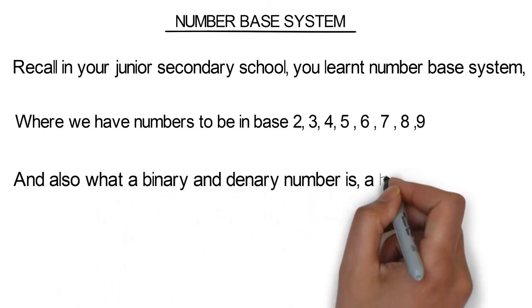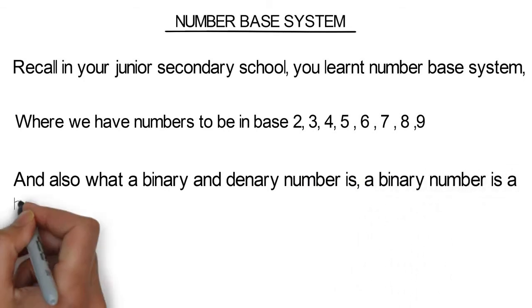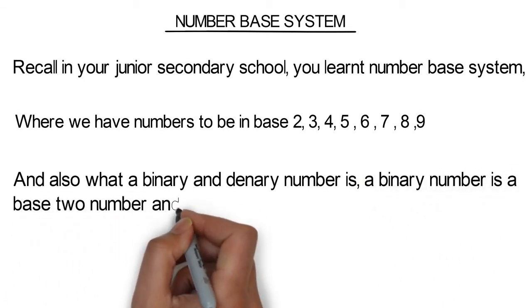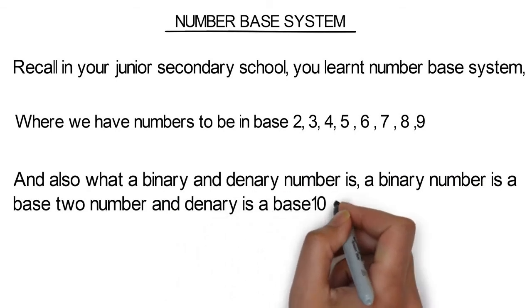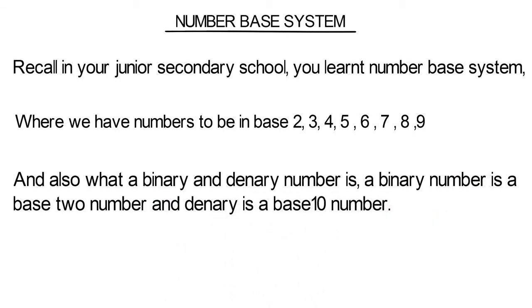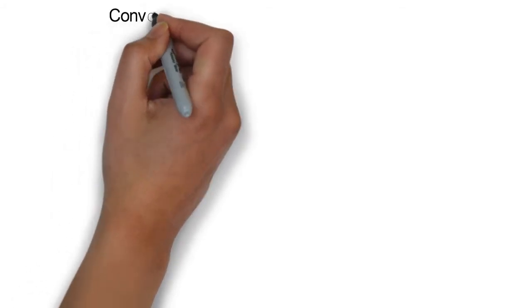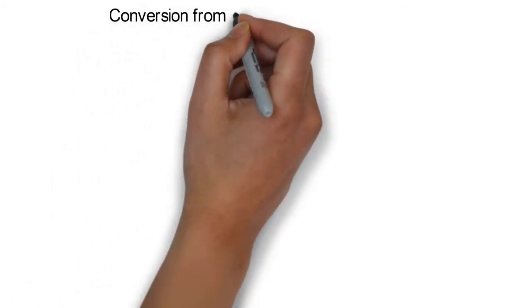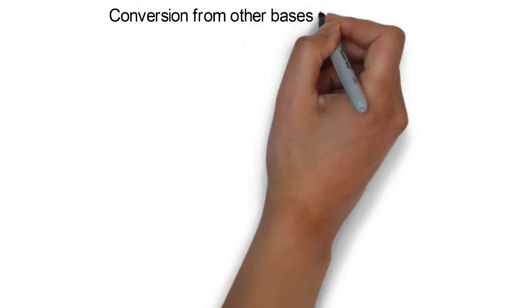A binary number is a number in base 2, and denary is a number in base 10. So let's see the following examples. We are going to be looking at conversion from other bases to base 10. What do I mean by other bases? It could be base 2, base 3, base 4, base 16, or base 12. So we are going to be converting from other bases to base 10.